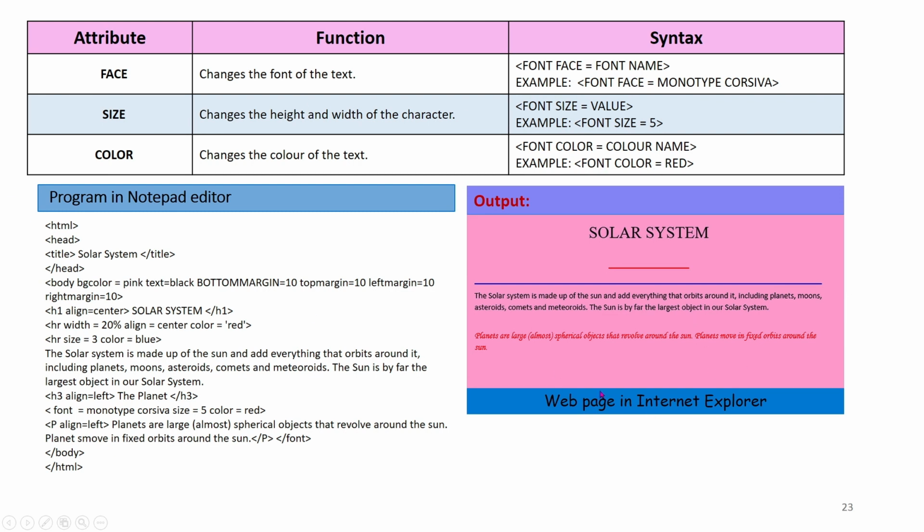Here you can see it is again the same HTML code that we had been going through in this chapter, with the background pink, text as black, and these two horizontal lines. But now we will focus on font. So here it is, font face equals Monotype Corsiva, size equals 5, and color equals red.